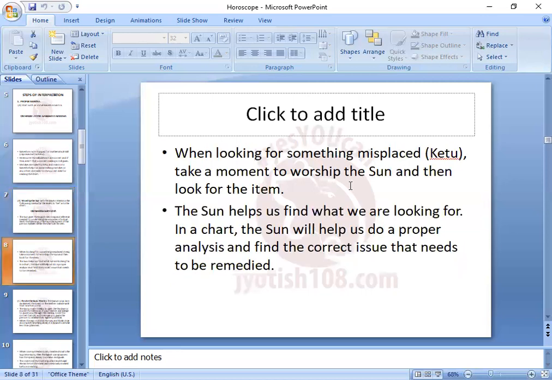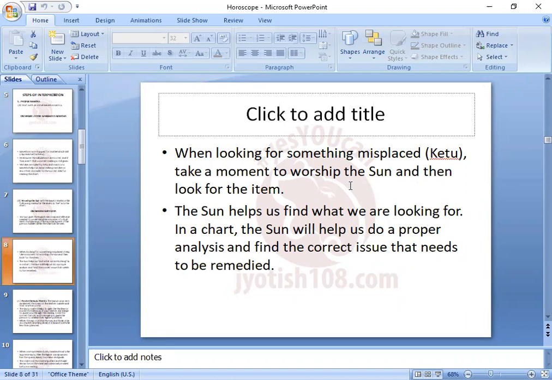When looking for something misplaced, Ketu, take a moment to worship the sun and then look for the item. So someone may come to you for a prashna that my mother has gone missing, or my car is missing, or something similar to that. In that case, we always take a moment to worship the sun, because Ketu's position in the Prashna chart will tell you where the missing item is. But before casting the Prashna chart, take a moment to worship the sun and then look for the item. Okay, then cast the Prashna.